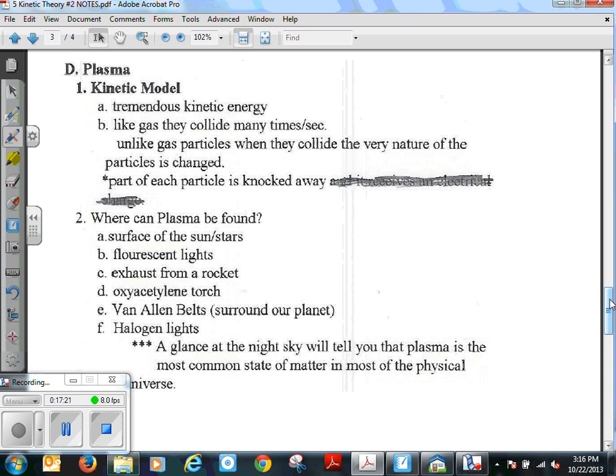of substance. Because, like right here, air is a gas at room temperature, which is going faster than your desk, which is a solid at room temperature. So when we're talking about this stuff, we're talking about the same substance. Plasma has a tremendous amount of kinetic energy. Like gas, it collides many times a second.